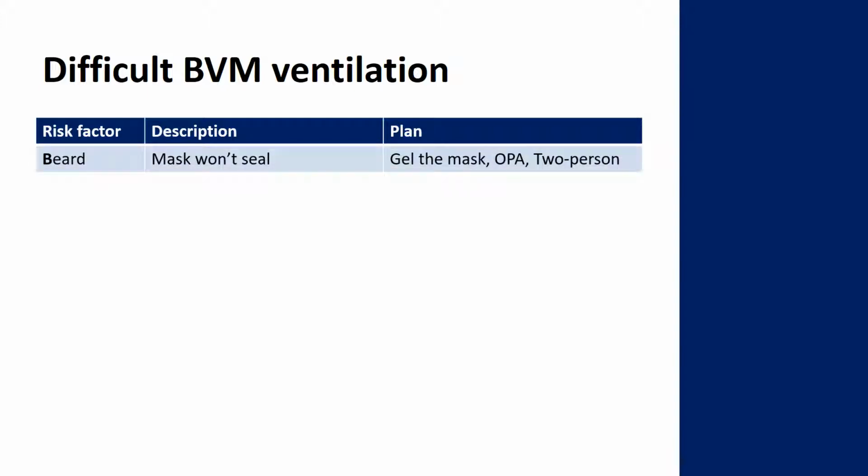So the B stands for bearded patients, because if you have a beard, sometimes the mask just doesn't seal against the hair. And you can get around that by sometimes putting a little bit of gel on the mask to just give it a better seal. And sometimes you can use an oral airway or the two-person technique to get around it. The O stands for older patients, because older patients will sometimes have issues with neck mobility or jaw mobility and that sort of thing. And you can sometimes mitigate a bit of that risk by just positioning people upright, or sometimes using an oral airway again can help.